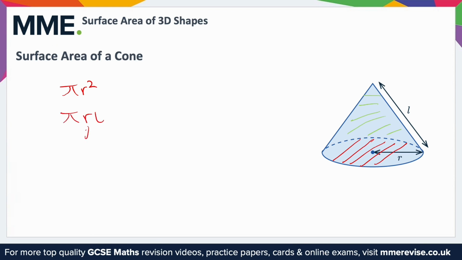So r is the radius, remember. Pi is just the constant, 3.14, and etc. It carries on forever. And then l is this slant height here. So the total surface area, you just add these 2 together, pi r squared plus pi r l.